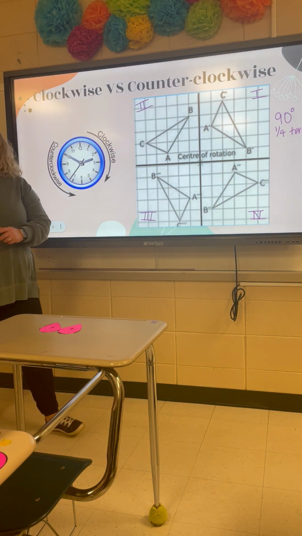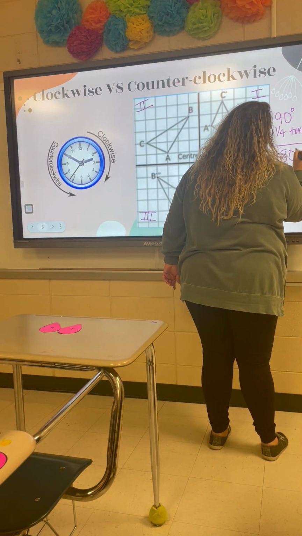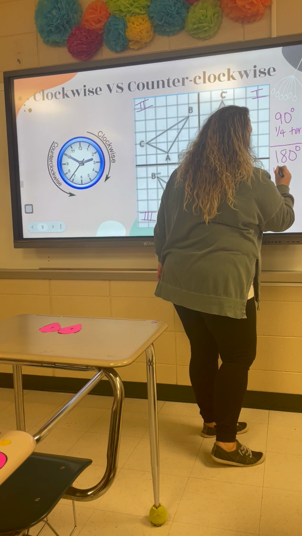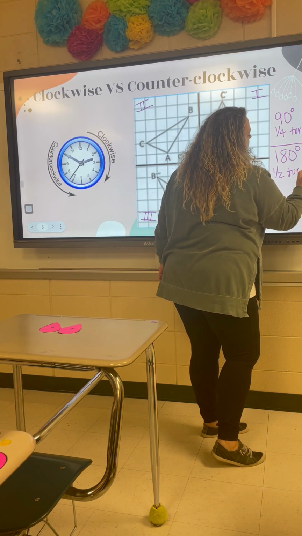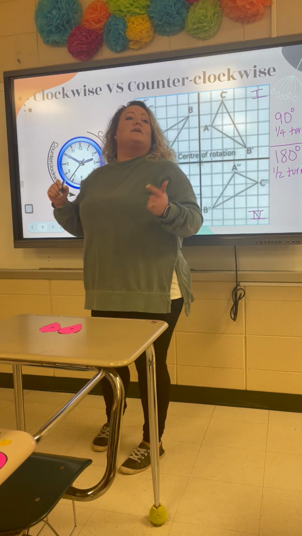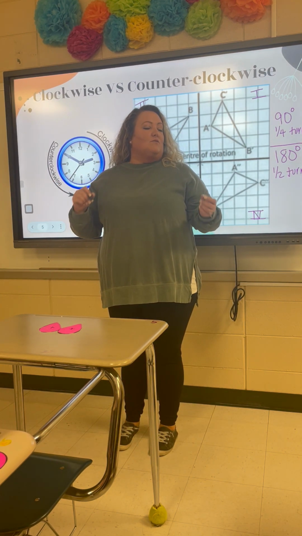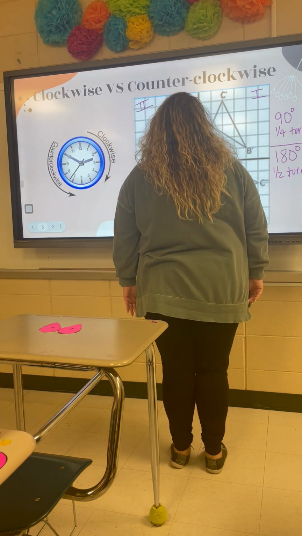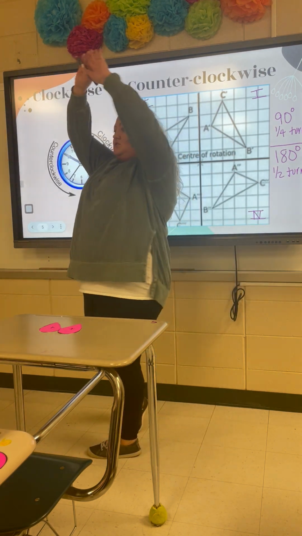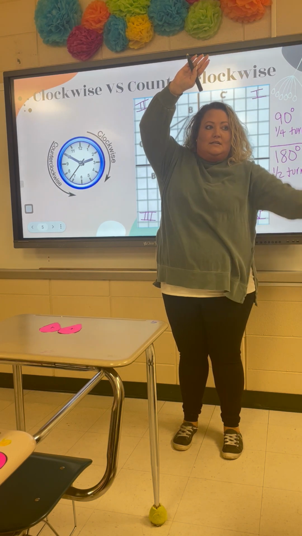All right, the next degree of rotation that we need to know is a 180-degree rotation. That's known as a half turn. And I'm sure a lot of you have heard 180 in snowboarding, skateboarding, and those types of sports. When you do a 180, you're just turning around. So if the clock's pointing at 12, a 180 clockwise would be pointing at the 6.